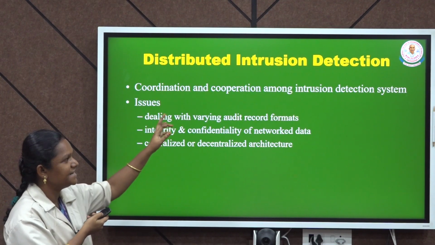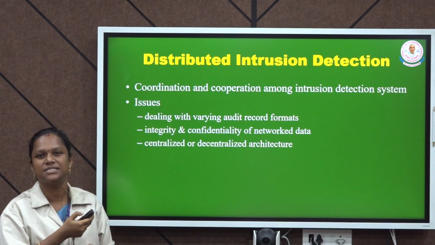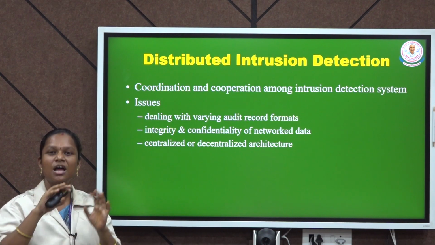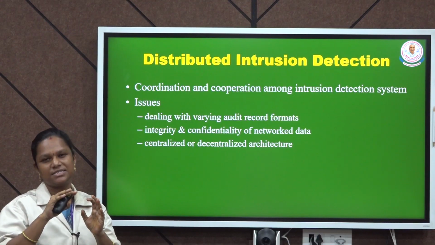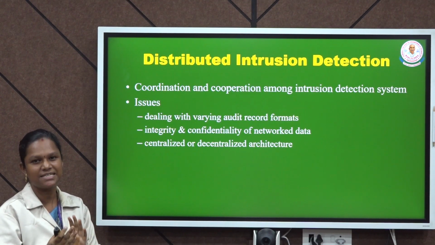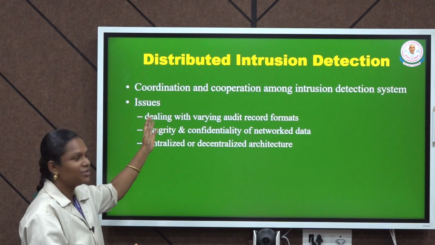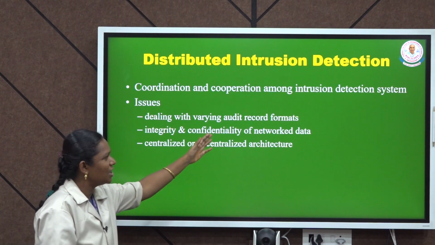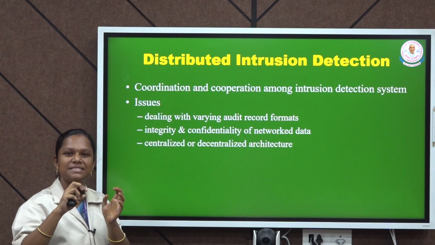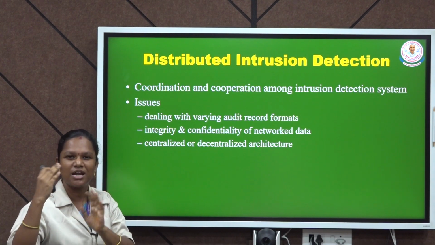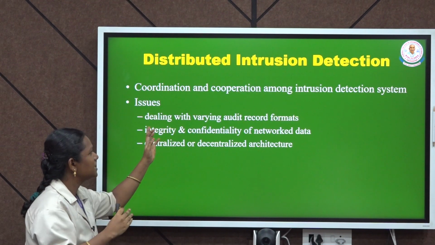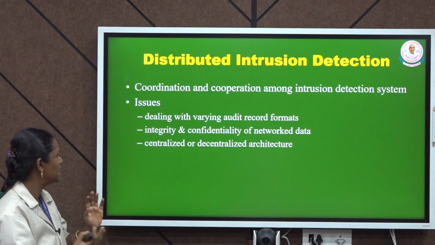Next one, DID, distributed intrusion detection system. How do we analyze the system? All the intrusions are handled with coordination and cooperation involved in this system. This is called the DID system, distributed intrusion detection system. It also has some issues, such as dealing with varying audit record formats. Some audit records only analyze the action and object. Some fields also analyze the exception condition, error usage and resource usage. So it also deals with a variety of audit record analysis.